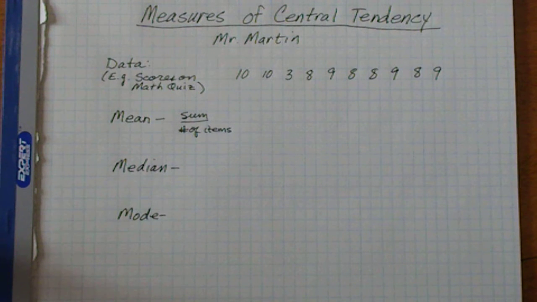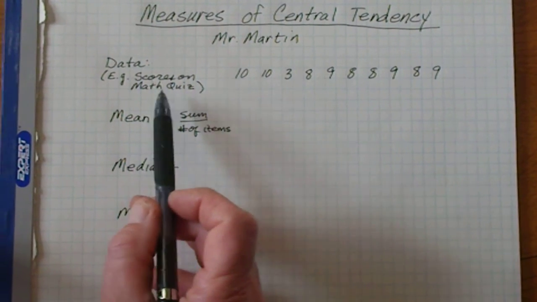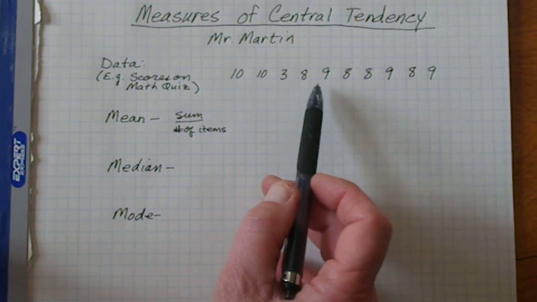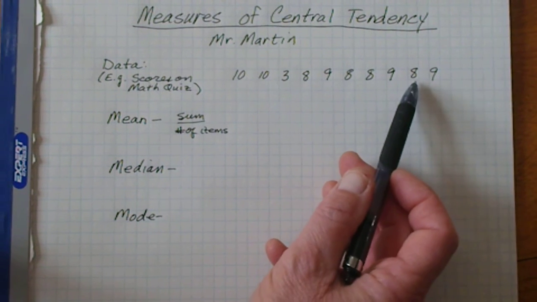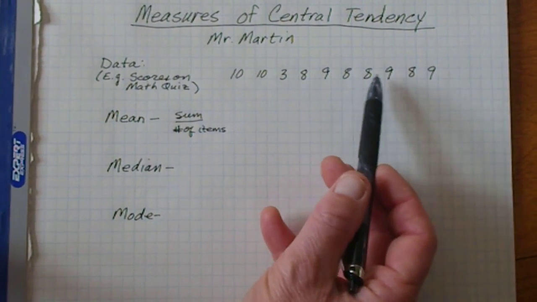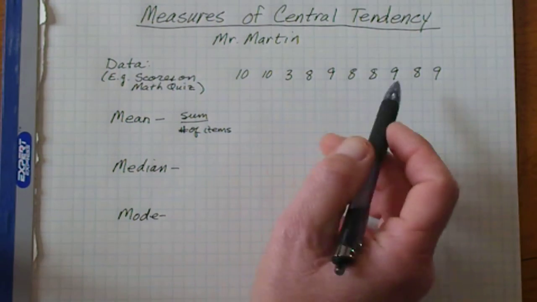Now, let's say we have these pieces of data, and I'm thinking they're scores on a math quiz. Somebody scored a 10, somebody else a 10, somebody a 3, somebody an 8, a 9, an 8, another 8, a 9, an 8, and a 9. If I count all these, I have 10. These may be different scores from 10 students in the class, or scores for one student on different quizzes. But we have this set of data here.